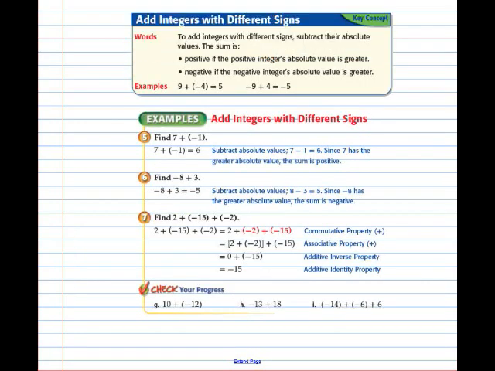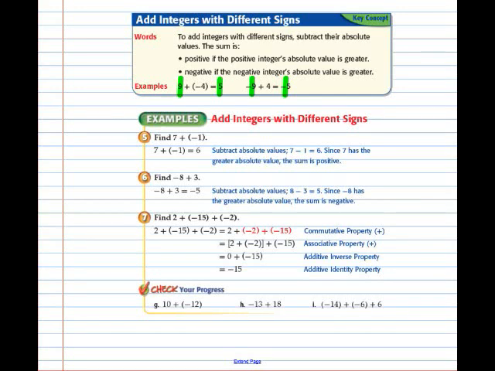To add integers with different signs, subtract their absolute values. The sum is positive if the positive integer's absolute value is greater, and negative if the negative integer's absolute value is greater. In this case, the positive integer 9 has a greater absolute value, so the sum is positive. In this case, negative 9 has a greater absolute value than 4, so the sum is negative 5.